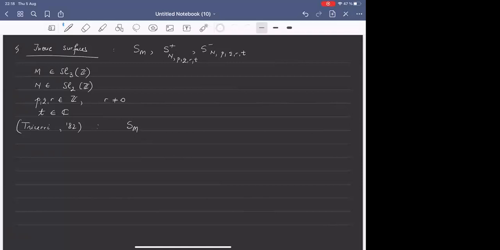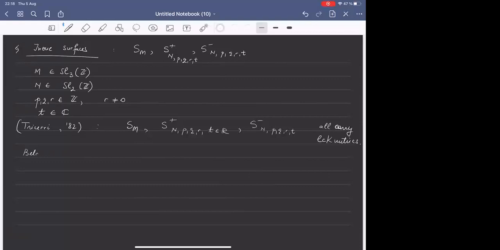Almost all meaning S_M, S plus with final parameter real, and all S minus, all carry LCK metrics.